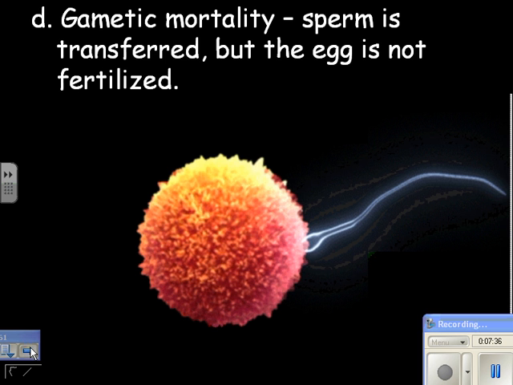Another is gametic mortality. The sperm is transferred, but the egg is not fertilized. That might happen if the sperm doesn't have the right proteins on its surface, and so they don't fit the receptors on the egg. So the sperm, although it's in the right place and has gotten there, cannot actually get into the egg.